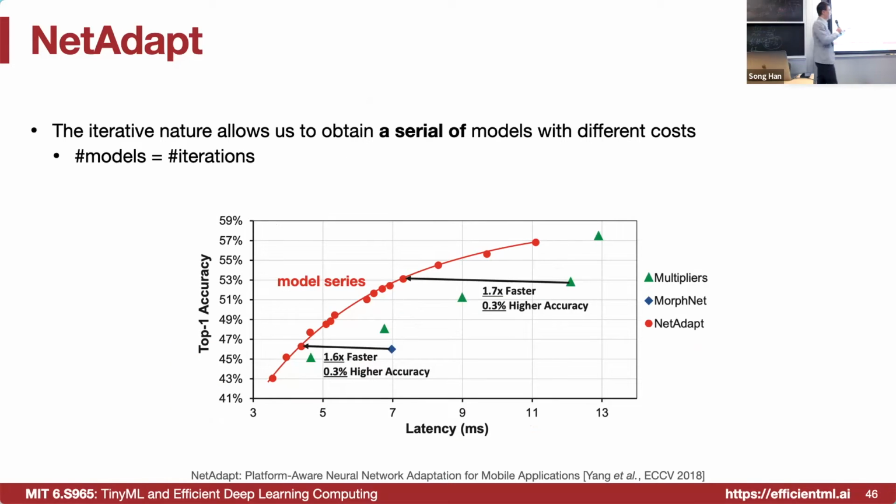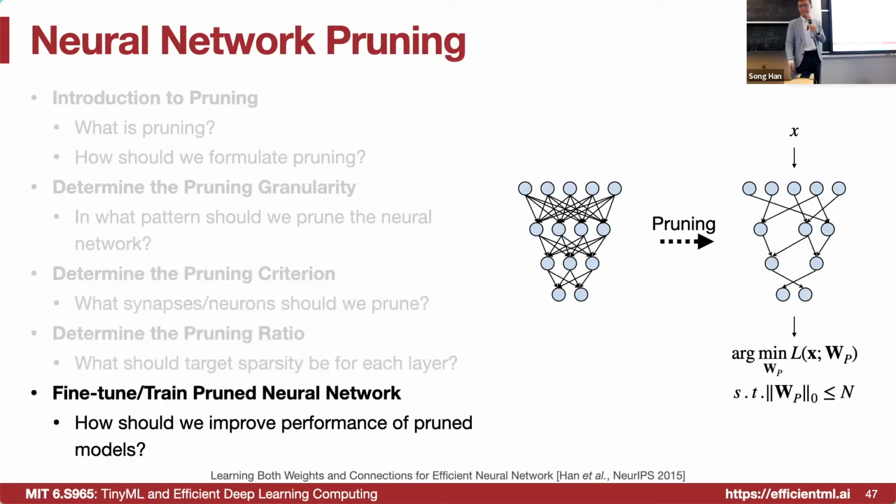And this method also consistently outperforms other methods, like directly multiplying the models by 0.75 or 0.5. All right, so we now learn how to specify the sparsity ratio. We learned three methods.